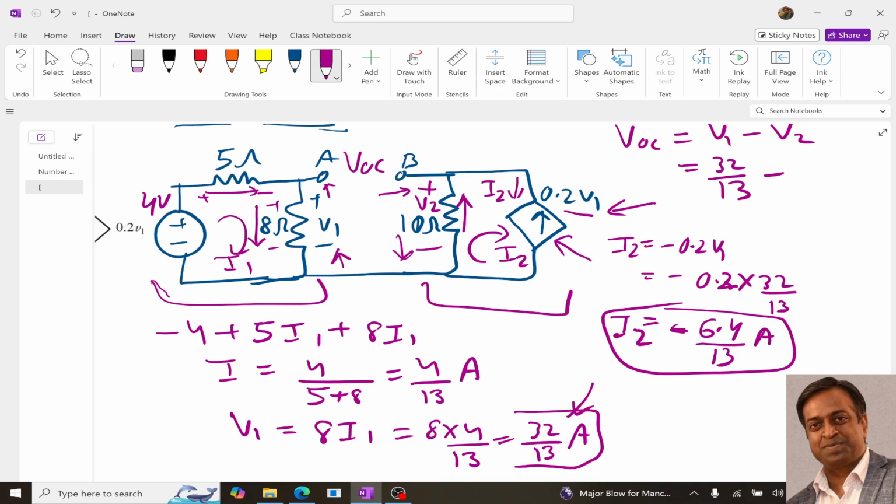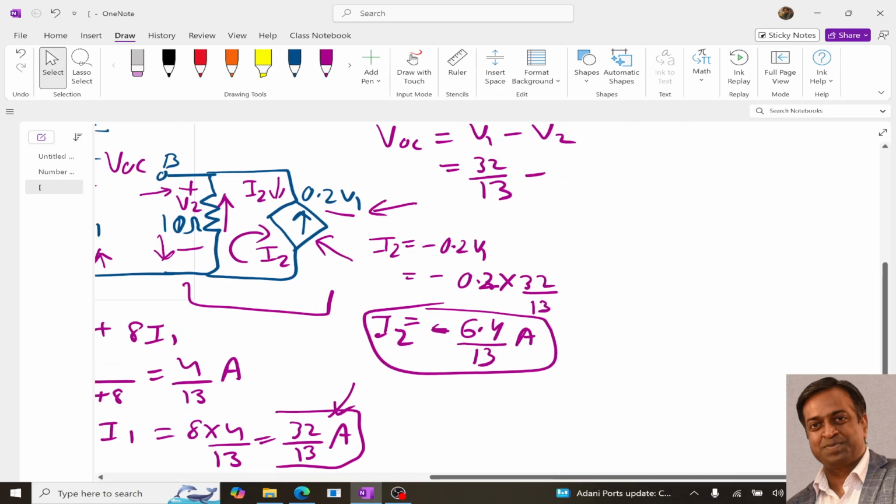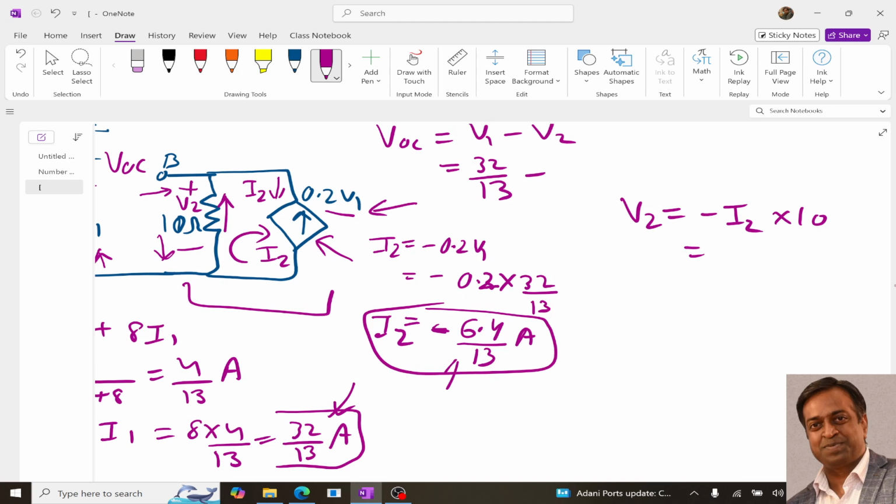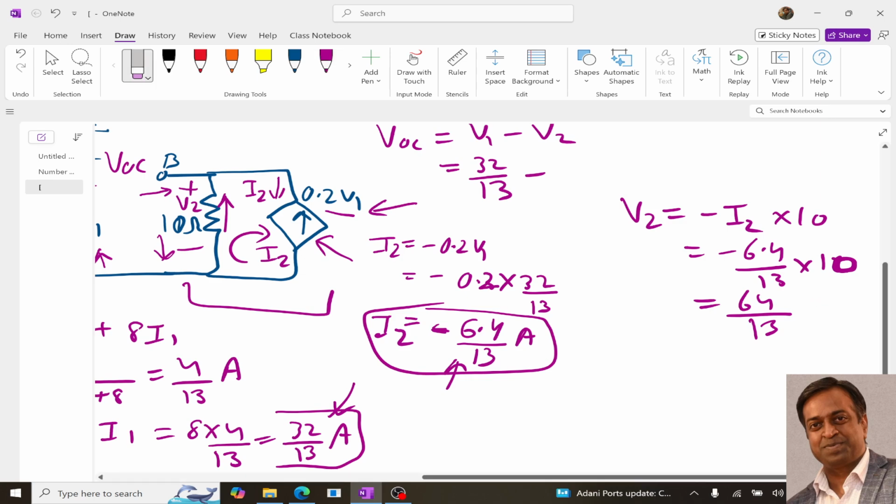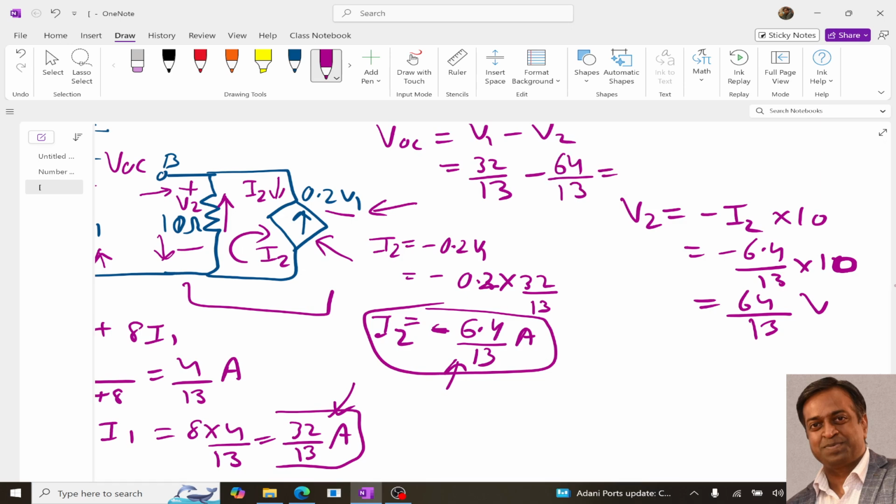So our V2 will be equal to minus I2 into 10. So I2 is this, so it will be minus 6.4 upon 13 into 10. So it is 64 upon 13 ampere volt. So substituting this value over here, we get 64 by 13. So it is minus 32 upon 13 volt.